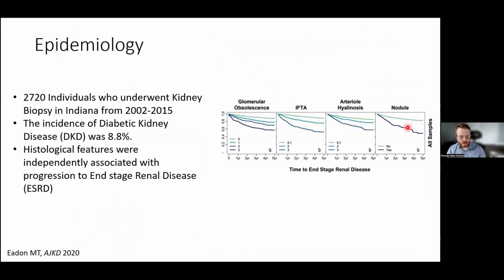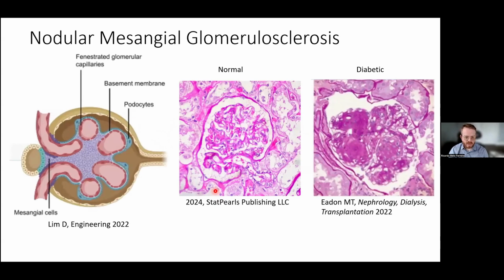About the epidemiology of diabetic kidney disease. This is one study of 2,700 individuals in the state of Indiana from 2002 to 2015. 8.8% had diabetic kidney disease. And then the presence of some histological features are associated with progression to end-stage renal disease. And this will come again. I will look back to this at the end of my presentation.